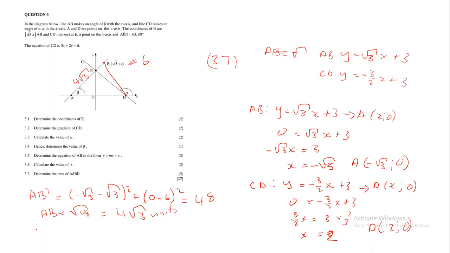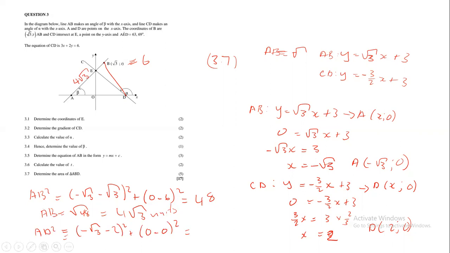Now let's determine the magnitude of AD. To determine the magnitude of AD, we're going to say AD squared is equal to, what is the x of A? X of A we said is negative root 3, minus x of D. What is x of D? X of D, it's here, it's positive 2, minus 2, to the power of 2, plus y of A. Y of A in this case is equal to 0. Y of D also is equal to 0, to the power of 2.